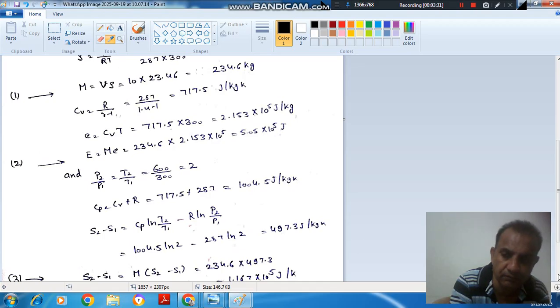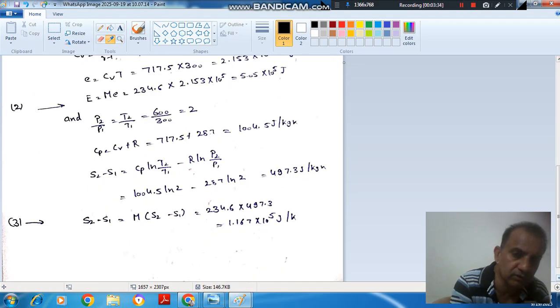If you multiply it by mass, then it will be the total change in entropy, that is 1.167 into 10 to the 5 joule per Kelvin.